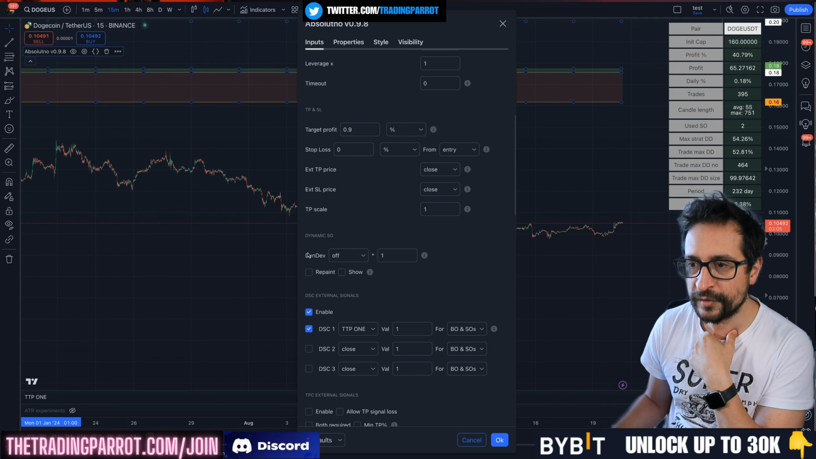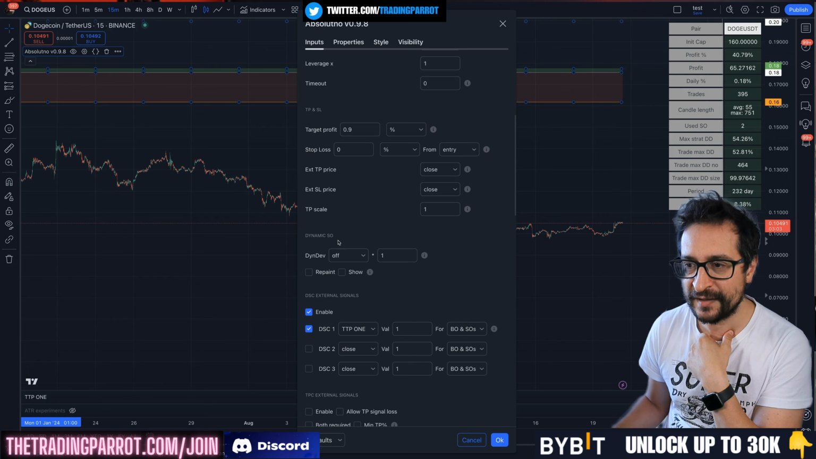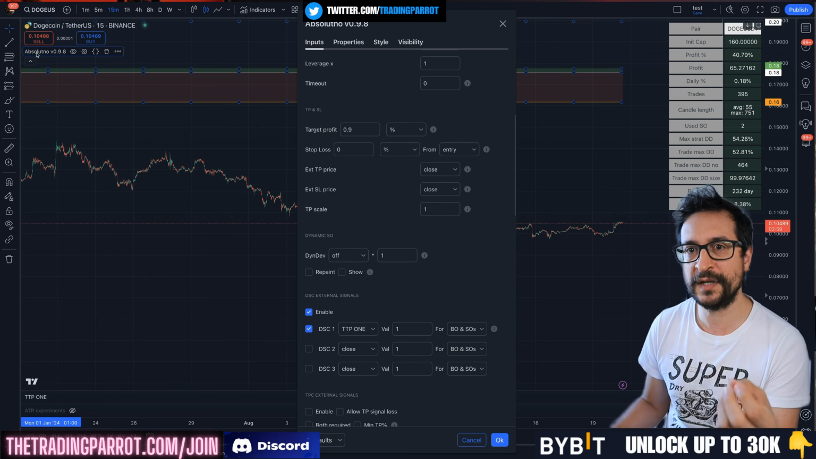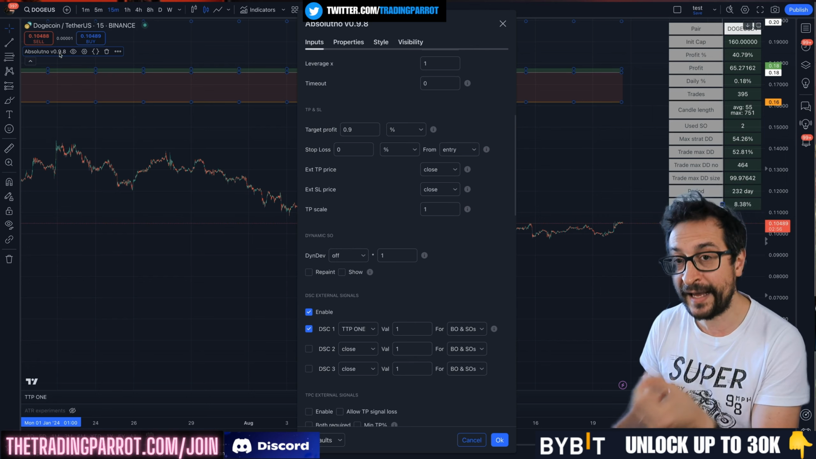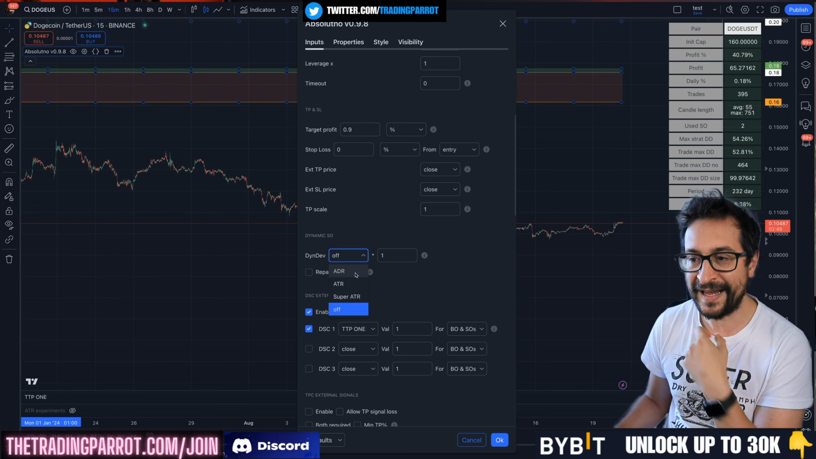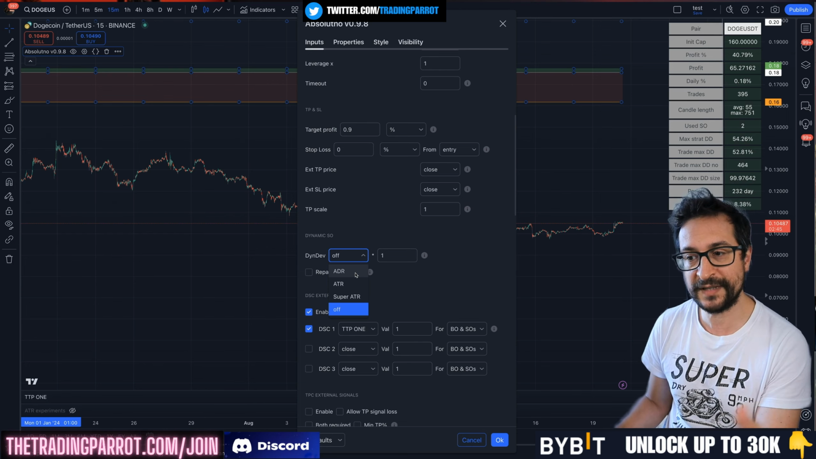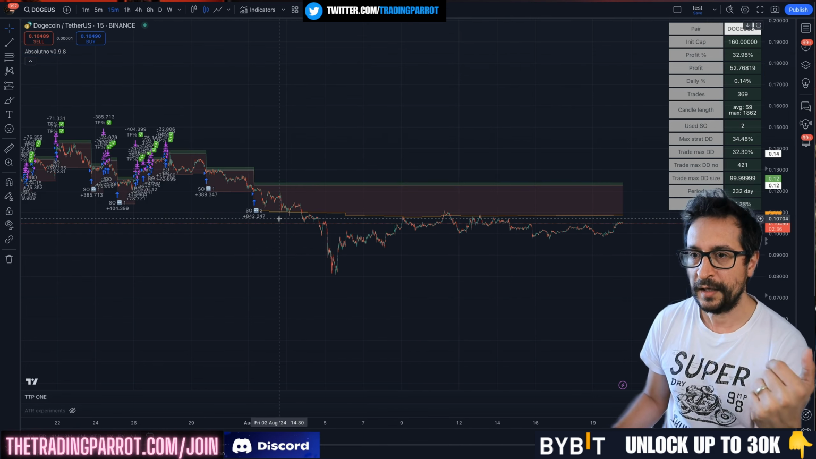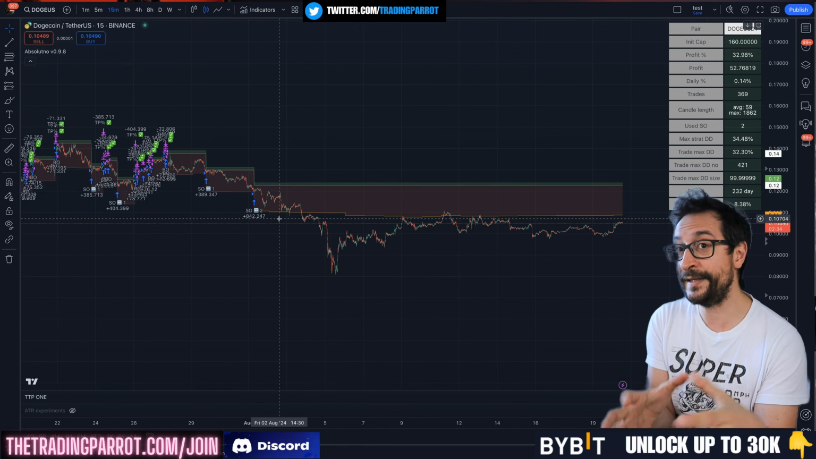So I'm gonna focus on the area of dynamic safety order. This area looks like this only if you are using absolute. I'm going to select first the ADR, which is the deviation that we already had in the previous version, and we can see that this is already an improvement.